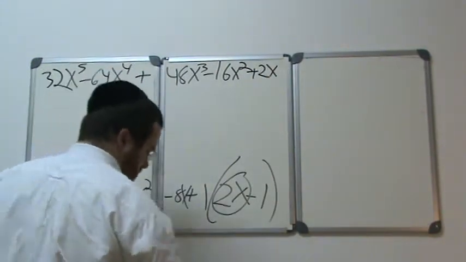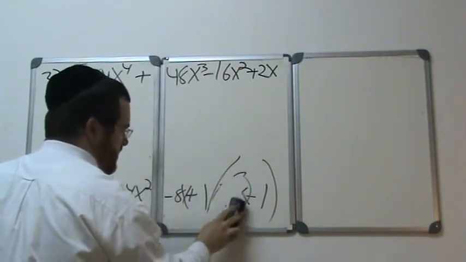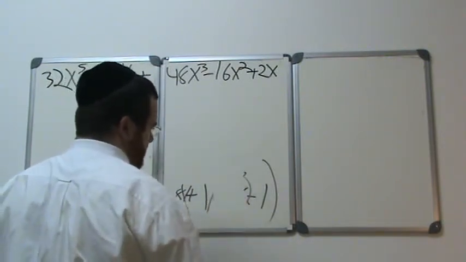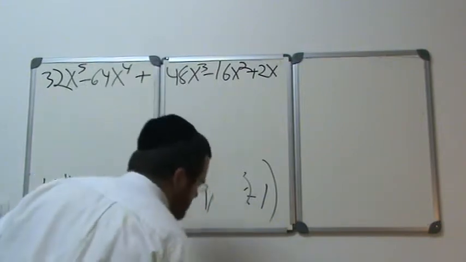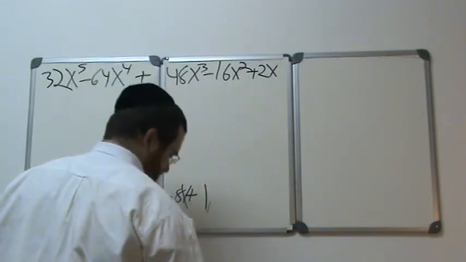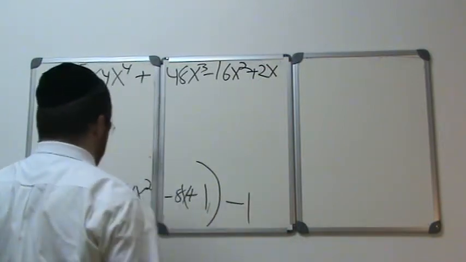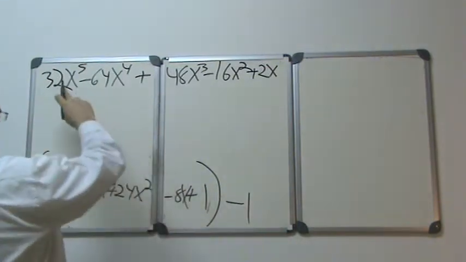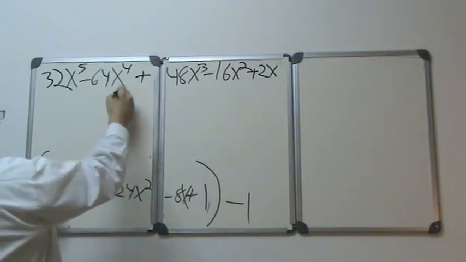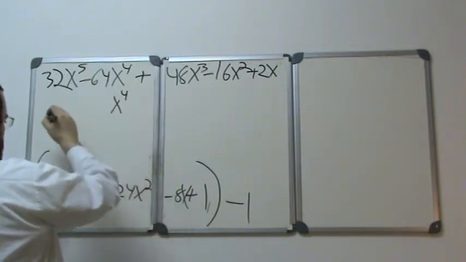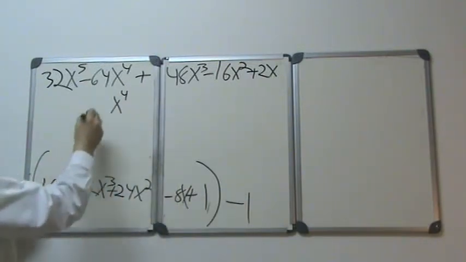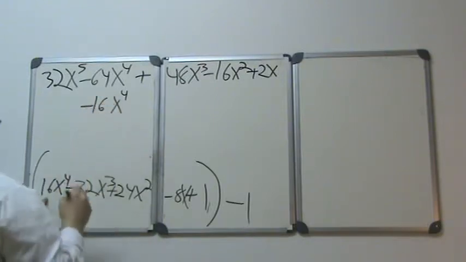Now, when we're finished with the 2x, we're going to move out of the way. We're just going to multiply everything by negative 1, because we already did the 2x. So, we're just multiplying everything by negative 1. So now, negative 1, it's x to the 4th power. So we put the x to the 4th power over here. And it's 16 times negative 1 is negative 16.